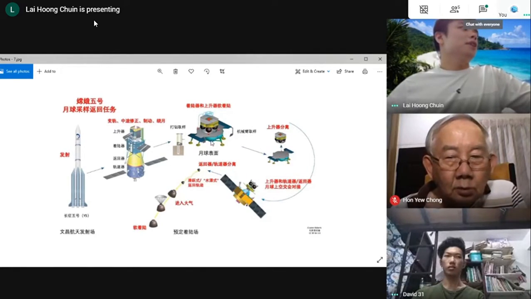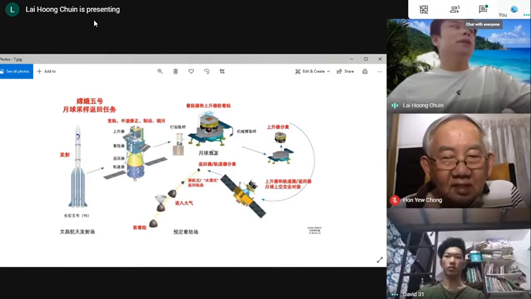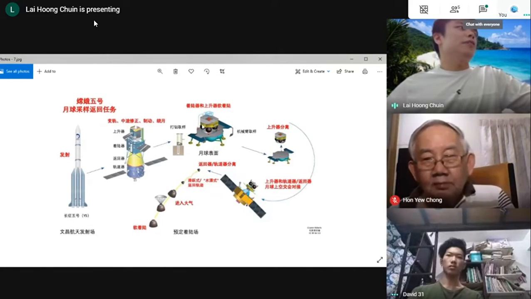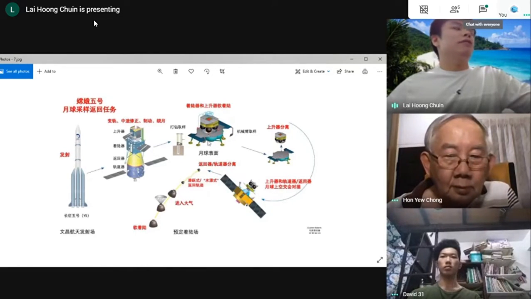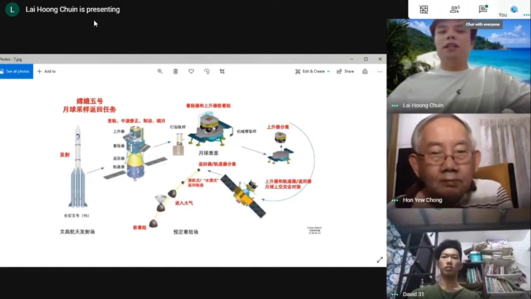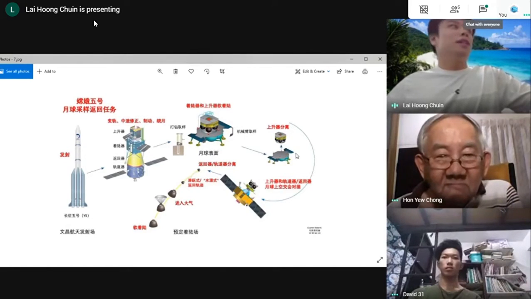And then on the moon lander, there will be a drill to collect the soil sample, and then transfer it to the lifter. And then the lifter will take off from the moon surface and meet with the orbiter.